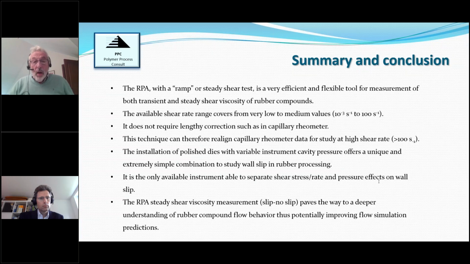So the RPA, I believe, with steady shear viscosity measurement with slip and no slip, paves the way to a deeper understanding of rubber compound flow behaviors, thus potentially improving flow simulation predictions.